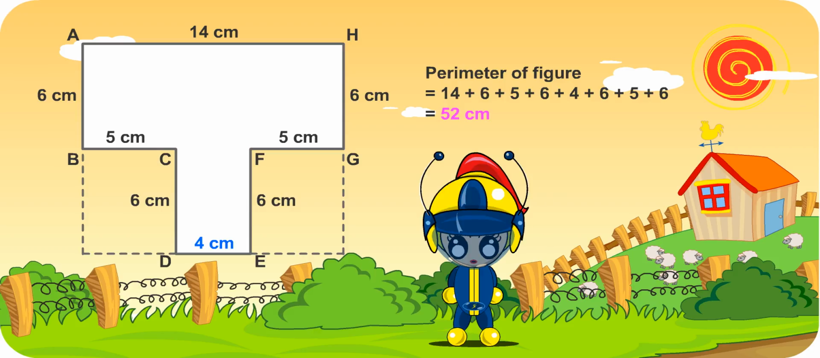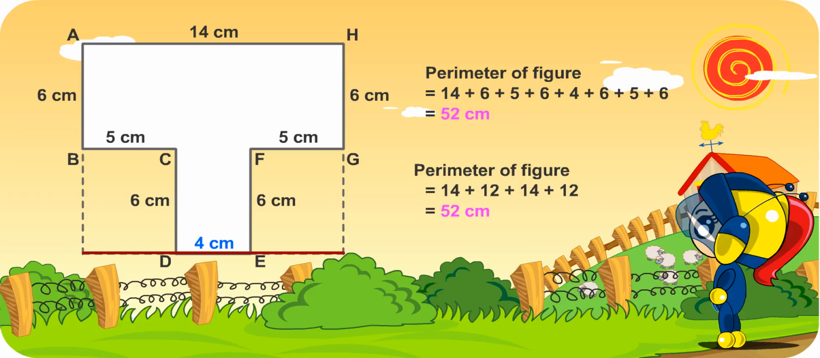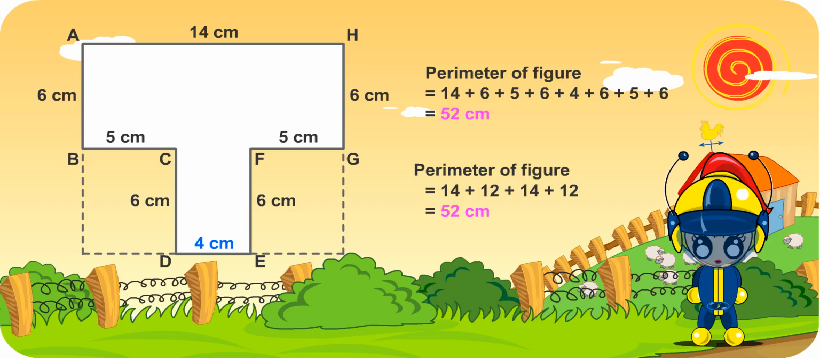Yes, teacher. 14 plus 12 plus 14 plus 12 equals 52 centimeters. Wow, this is much simpler and faster. Indeed, Turbo Girl. But you have to make sure that the sides can be completely moved to form a basic square or rectangle before you can use this method. Alright, teacher.